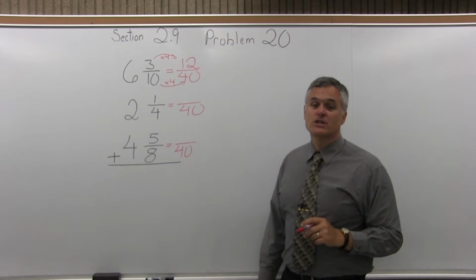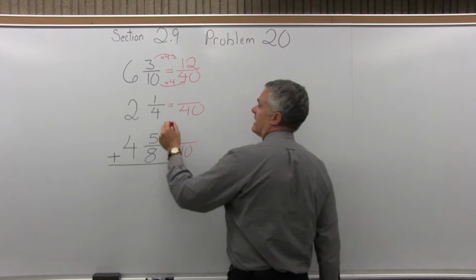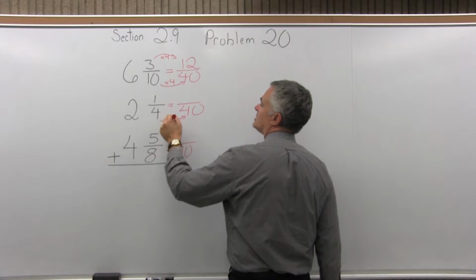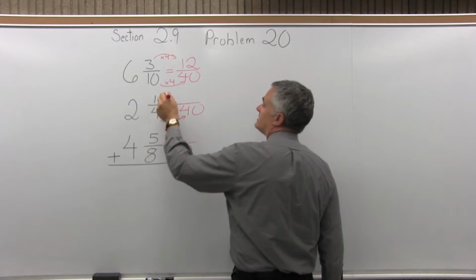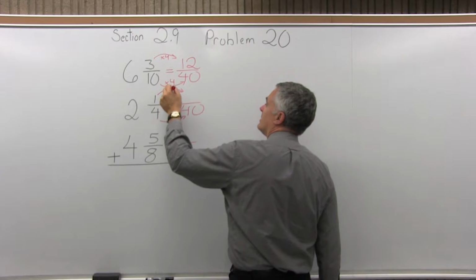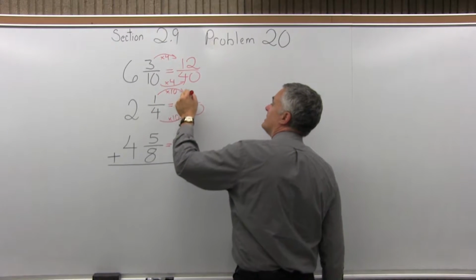So now the middle fraction, 1/4. Find the denominator for that. So 4 times how much is 40? 4 times 10 is 40. So the top, 1 times 10 would be 10.